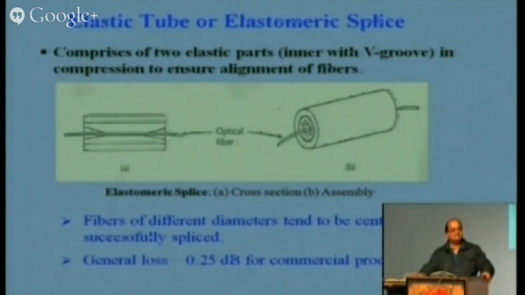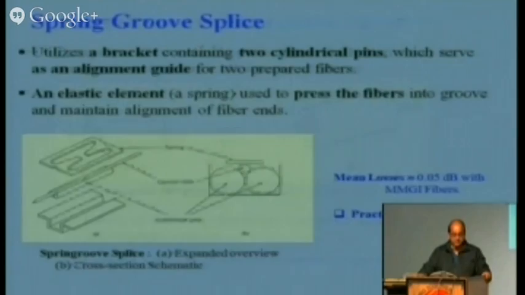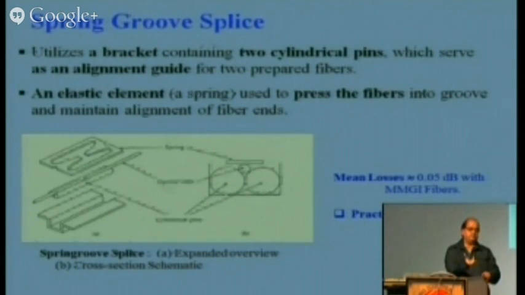And normally, elastic materials are more expensive, so they add to the cost. So we can use what we call a spring groove. This is a spring action. The spring will automatically adjust to the dimensions of the fiber. So we use the springs here. This is a spring. We have the fiber, and the spring will adjust the pressure on the fiber. So that is another option.